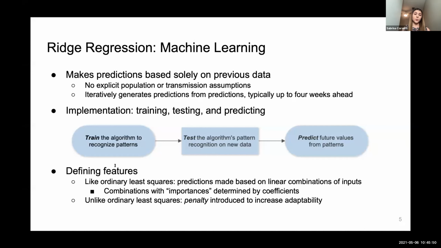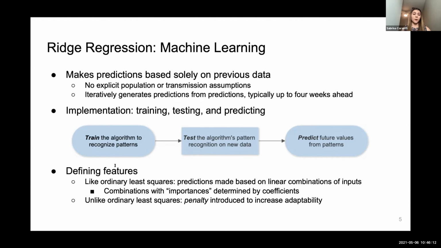During the training stage, we train our model to recognize patterns in COVID-19 data. During the testing stage, we take the model and give it new data, and we test its pattern recognition abilities. Then once we have a trained and tested model, we move into the prediction phase, where we're able to make predictions based on the patterns that the model has learned from previous data.